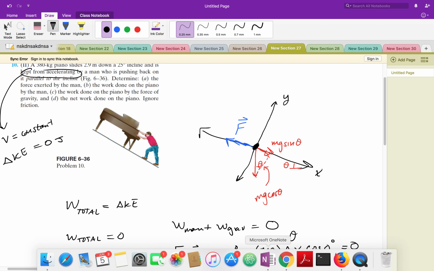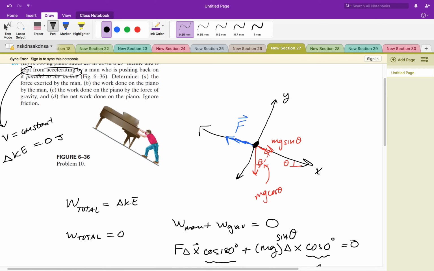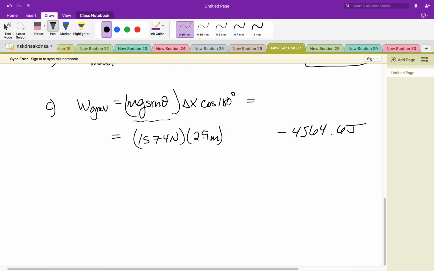And then finally, the net work done on the piano, well, that's zero, because we're moving at a constant velocity. So W net is 0 joules. So that's how you do that problem.